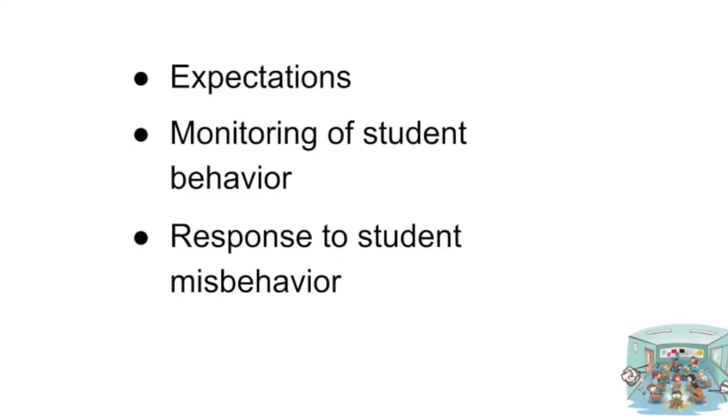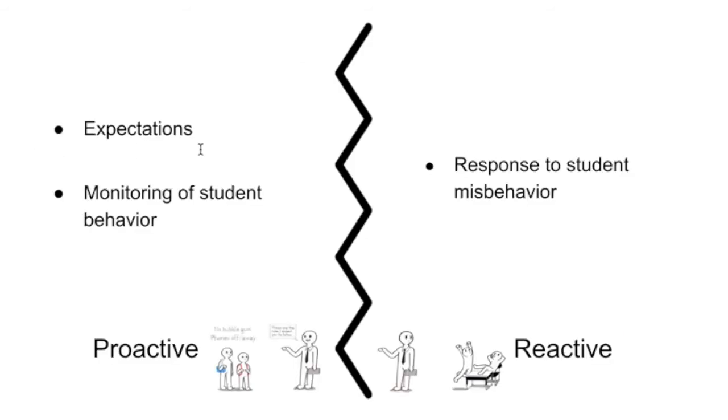Now, when we look at the Danielson Framework for Teaching, 3 elements of classroom management are emphasized: communicating clear expectations to our students, monitoring student behavior, and responding to student behavior in a way that's appropriate and respectful. These first 2 elements of classroom management identified in the Danielson Framework, expectations and monitoring of student behavior, are proactive.